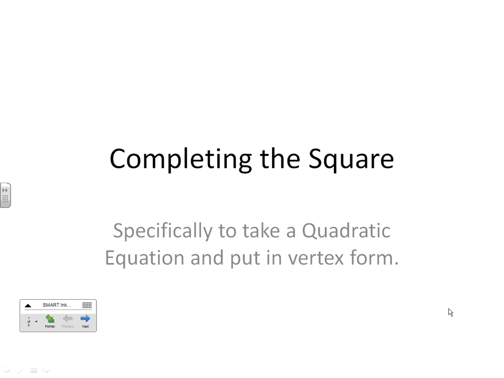Today I want to talk about completing the square, and this is in the specific instance where you're taking a quadratic equation and putting it in vertex form. So just to clarify on that, when we have a quadratic, a lot of times we see it in this form right here, where a, b, and c are numbers. And then if we have it in vertex form, which I'll call g of x, the way we write that is a times x minus h squared plus k, where h and k are our vertex.